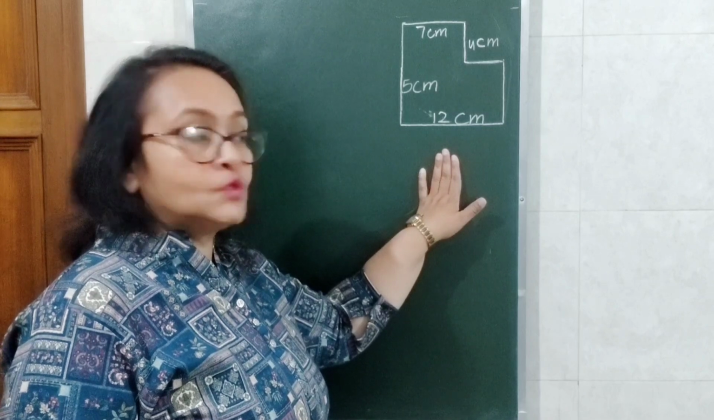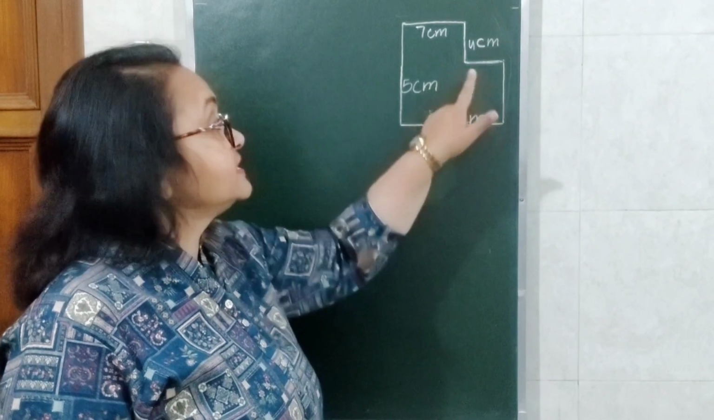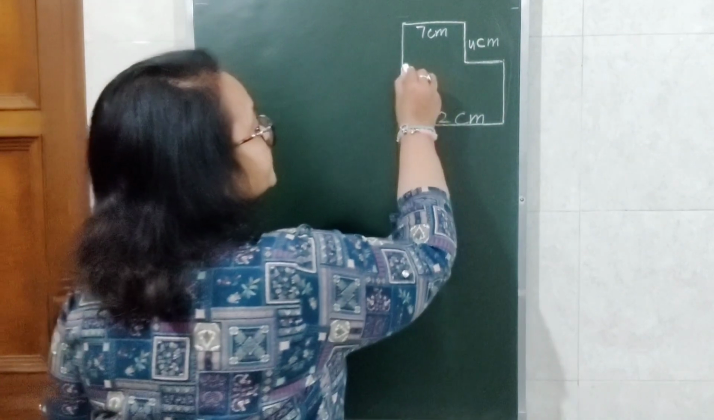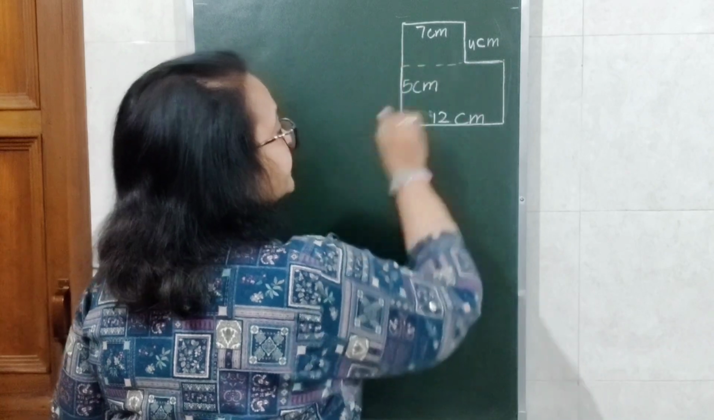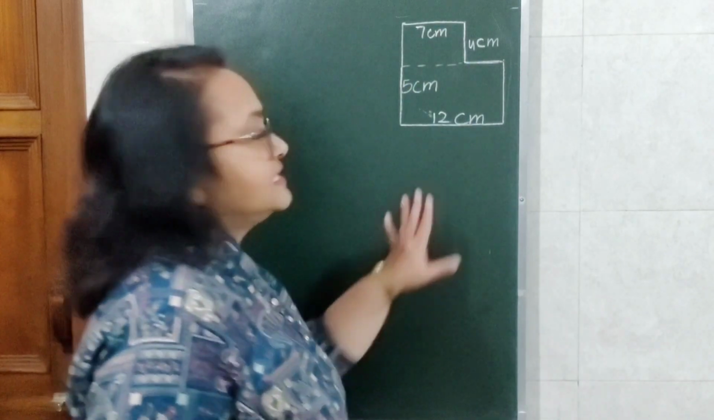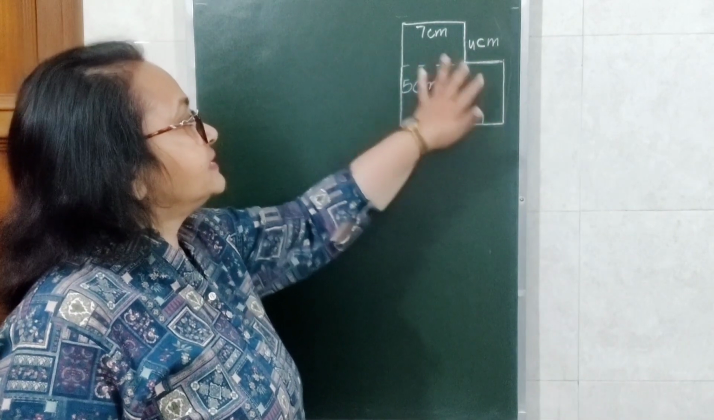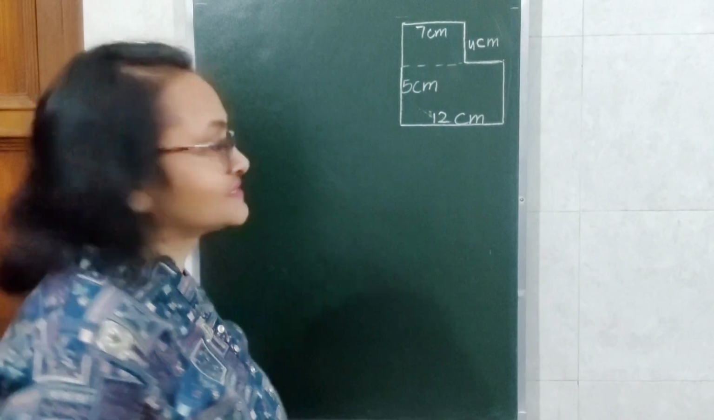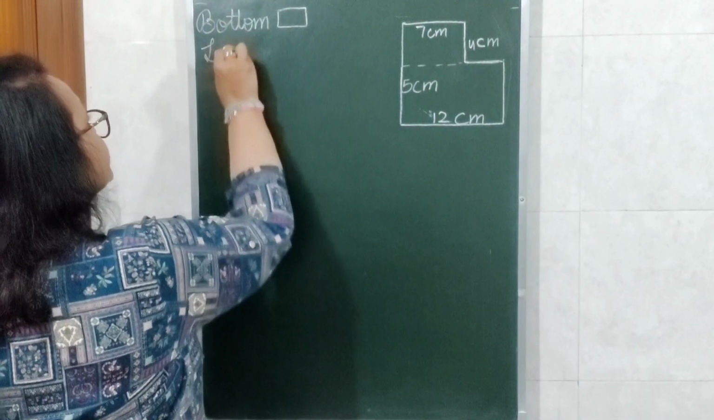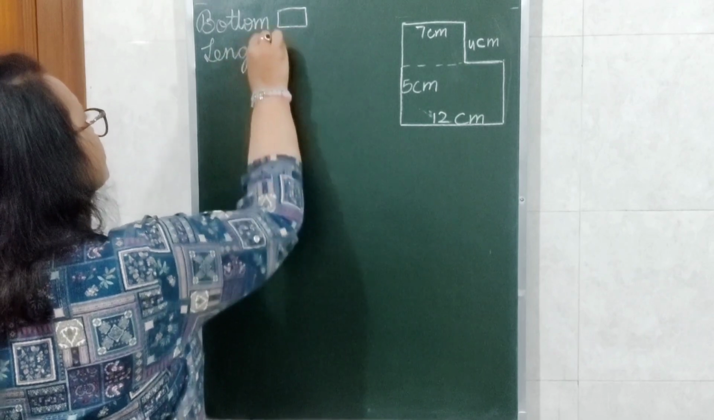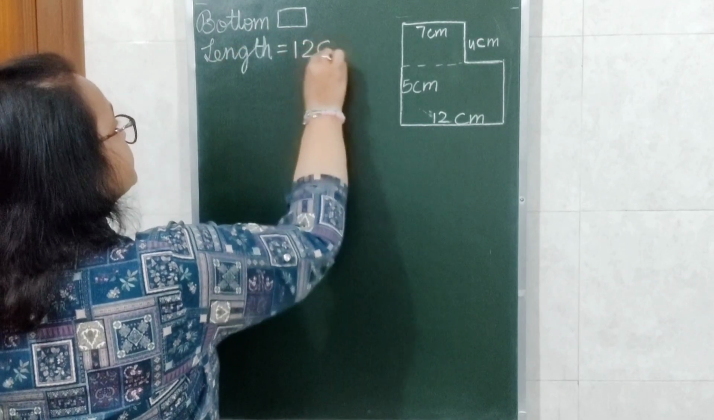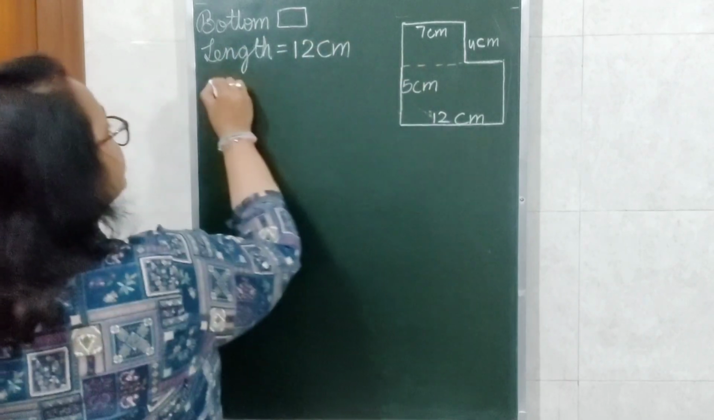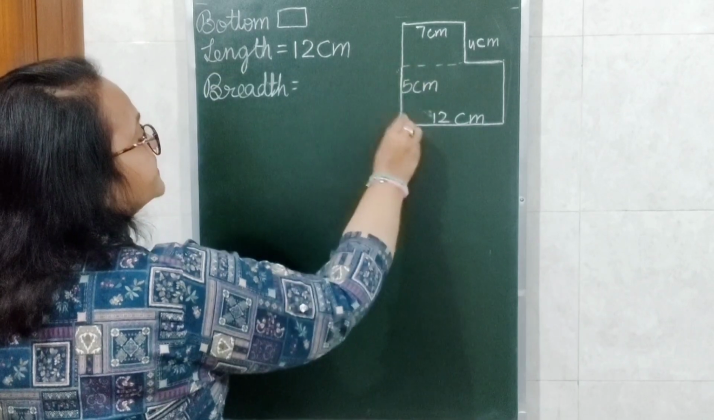If you have a close look, this composite shape has two rectangles, as you can see here. One rectangle and two rectangles. Let's call it bottom rectangle and this one top rectangle. Let's write the measurements. Bottom rectangle length is 12 centimeter and breadth is 5 centimeter. सिर्फ इतनी breadth लेंगे हम.